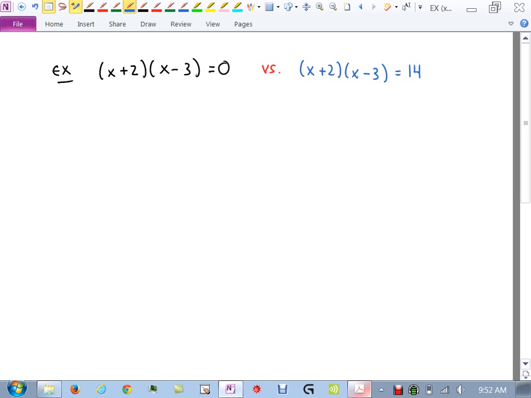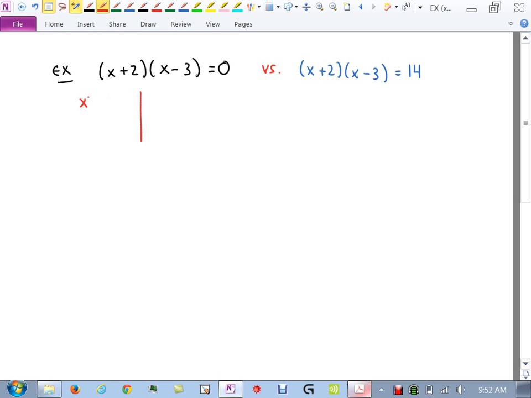Let's look at the problem on the left. I have equals 0, don't I? It's already factored. So since it's already factored and it equals 0, can't I just set each of those factors equal to 0? And then I'd be done, wouldn't I? So I'll do that quickly.